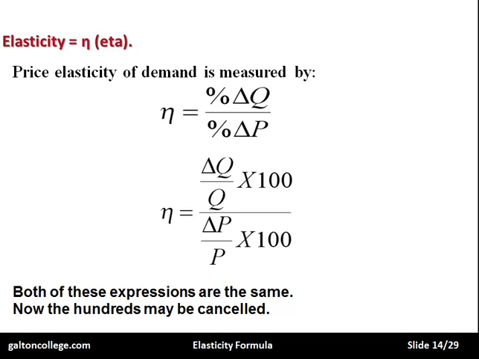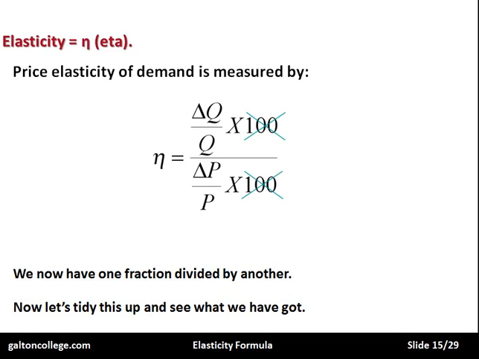Now, both these expressions are the same, the top one and the bottom one. Eta is the same in both. It's just a different way of writing it. The formula on the bottom is more worked out. It's more explicit. Of course, the 100 in the numerator and the one in the denominator can be cancelled out. We can get rid of those two. So there they are, cancelled.